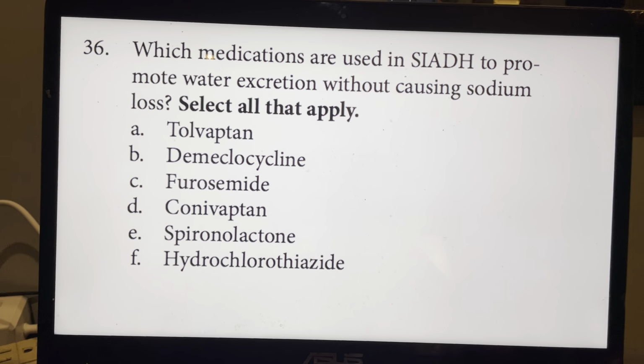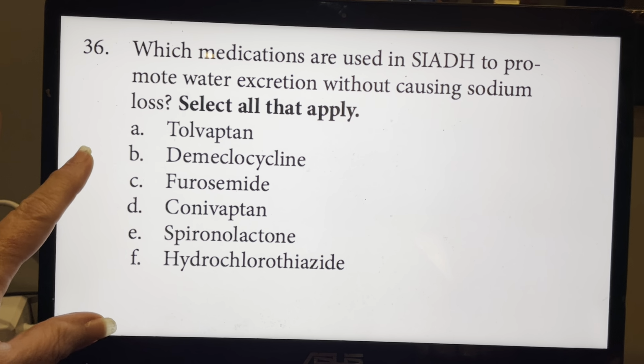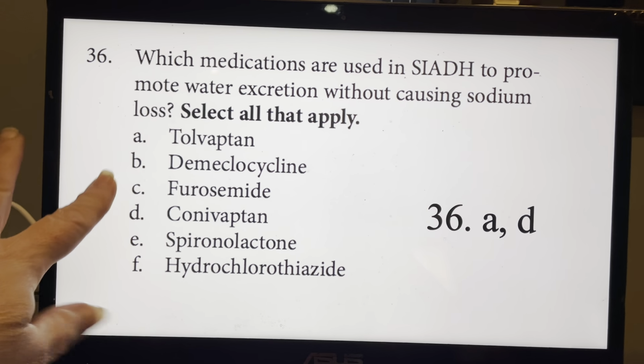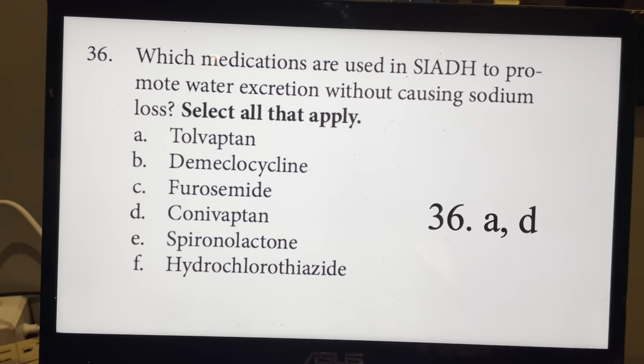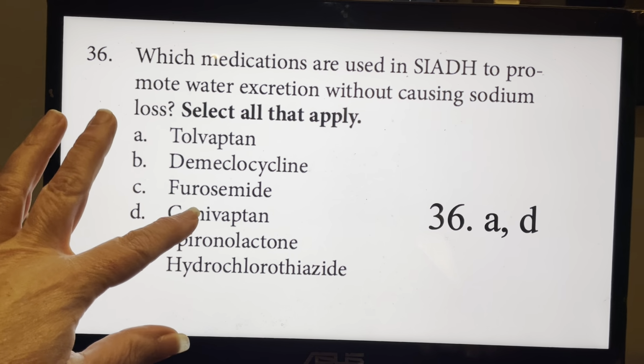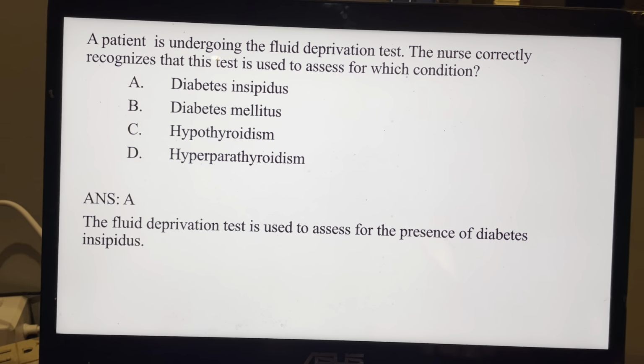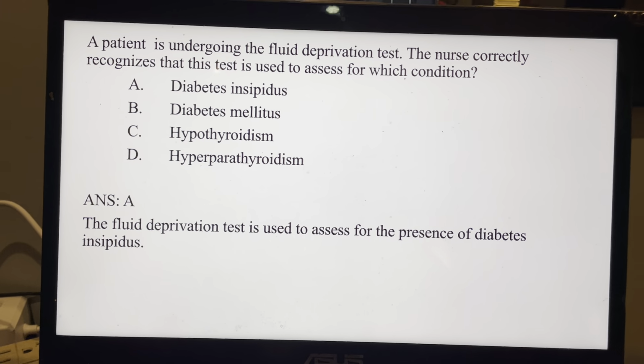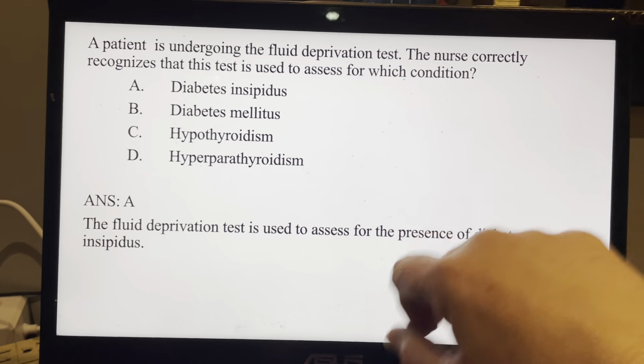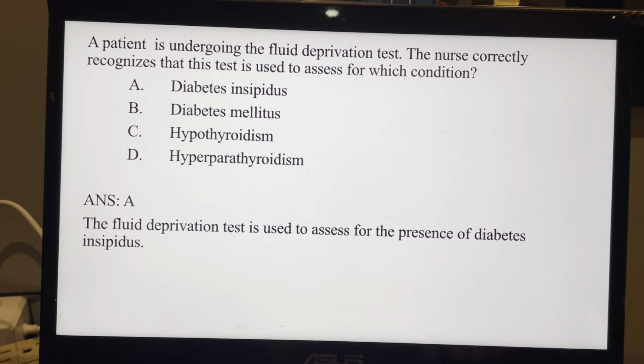Which medications are used in SIADH to promote water excretion without causing sodium loss? Select them all. I'm going to do it. A and D. That one and that one. Check your book. It should have a list of medications you need to know. A patient is undergoing a fluid deprivation test. The nurse correctly recognizes this test is used to assess for which condition? And it's diabetes insipidus.